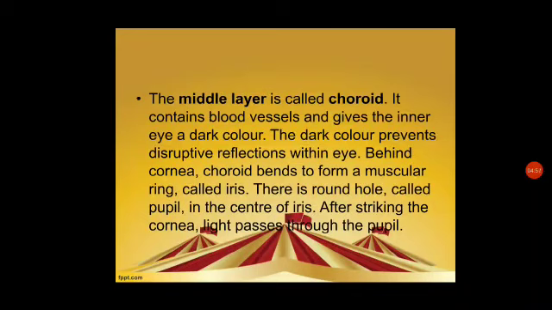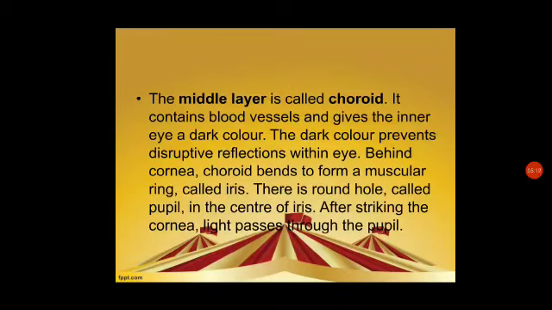After striking the cornea, the light passes through the pupil. In some emergency conditions, the pupil dilates. In normal conditions, the pupil contracts, and it controls the amount of light that is entering the eye.